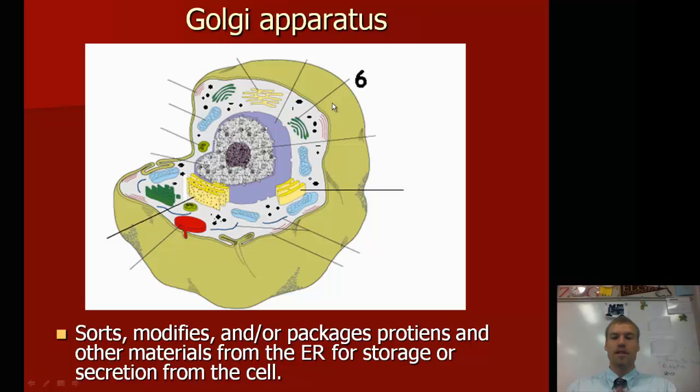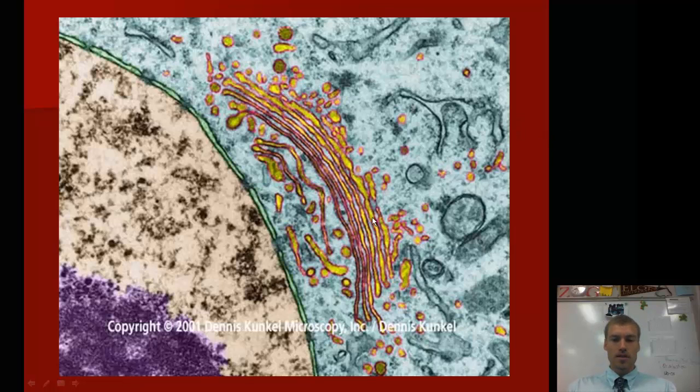So what it'll do is that when something is created in the rough endoplasmic reticulum, it'll kind of surround it and then send out a little capsule of that substance out of the cell, or it will just create a capsule and just kind of hold on to it for later use. This is what the Golgi apparatus looks like. Pretty cool. And you can kind of see here, these are these little capsules here.